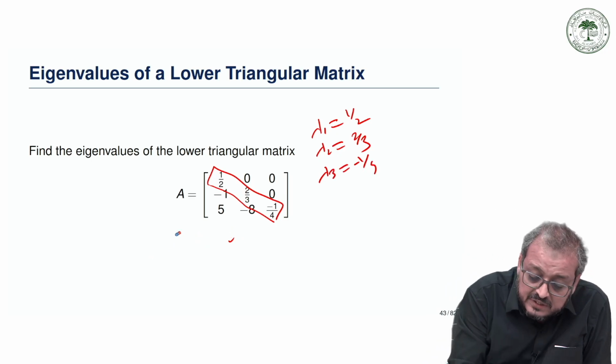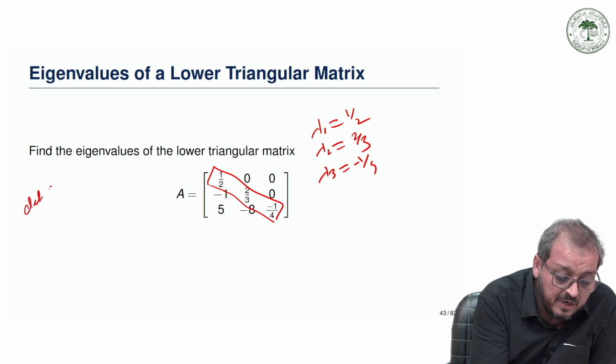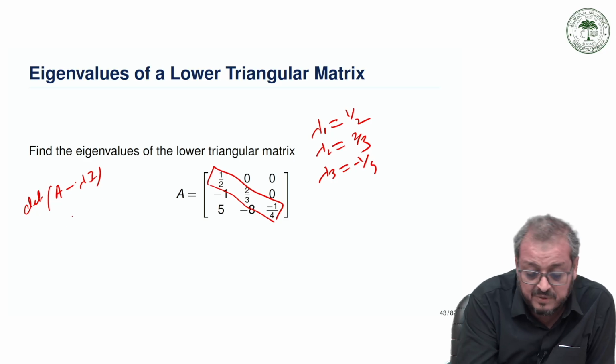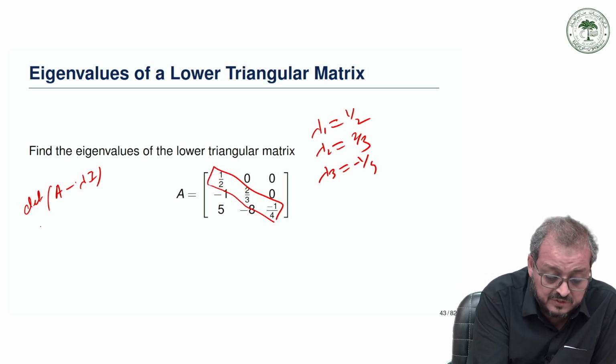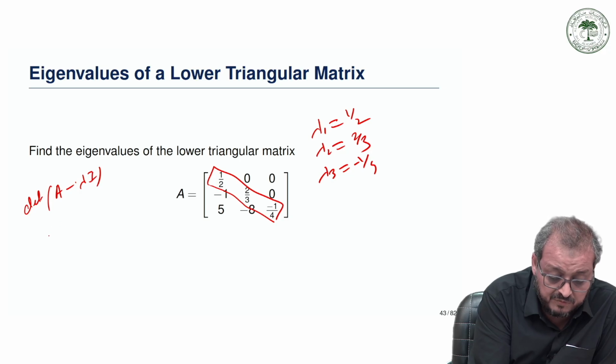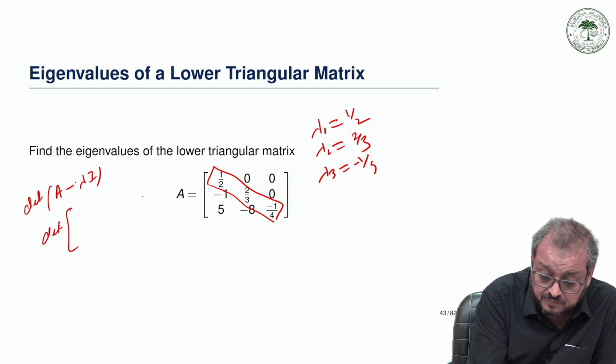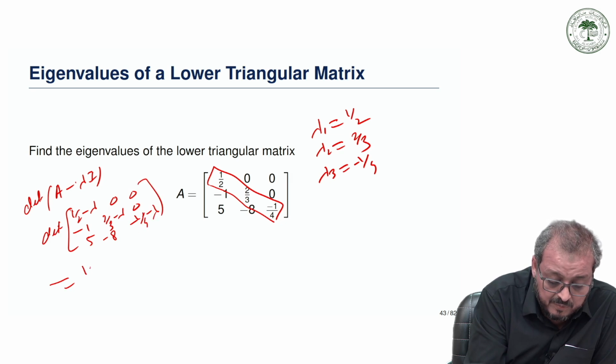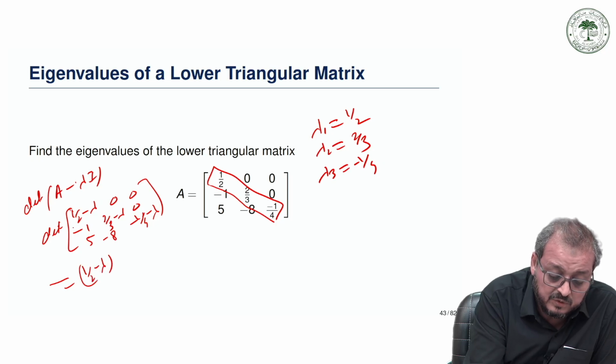Or if you want, we can just check by taking the determinant of A minus lambda I, or lambda I minus A, both are the same. So this equation can be written as the determinant of the matrix A minus lambda I: 1 by 2 minus lambda, 0, 0; then minus 1, 2 by 3 minus lambda, 0; then 5, minus 8, minus 1 by 4 minus lambda. Now this can be written as 1 by 2 minus lambda, and then we just go this way.